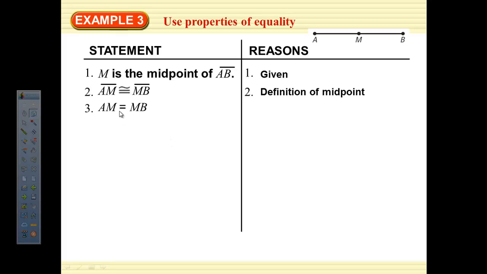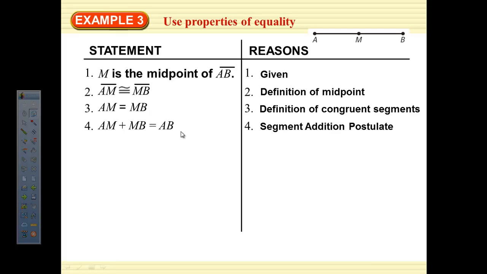Depending on whether we have angles or segments, whenever we change from congruence to equality or equality to congruence, we call that the definition of congruent, in this case, segments. If it was angles, we'd say the definition of congruent angles. But in this case, the definition of congruent segments. Now that we have this, the next step is for us to use the segment addition postulate. We know the whole thing is AB, and that's equal to AM plus MB. So that would be the segment addition postulate.